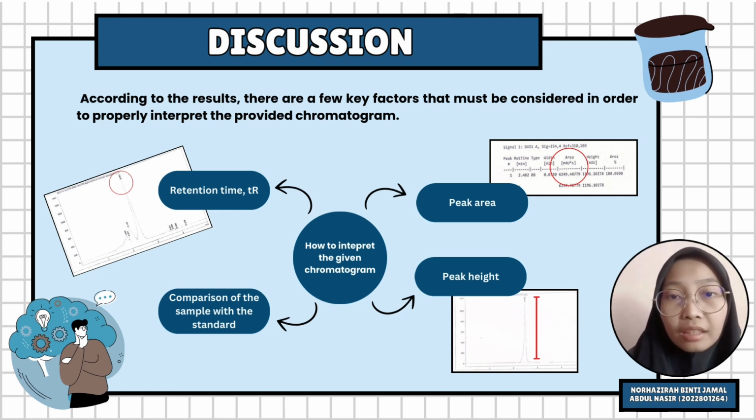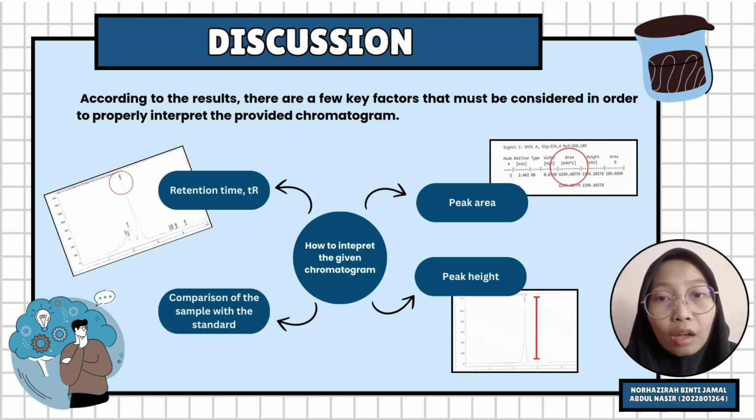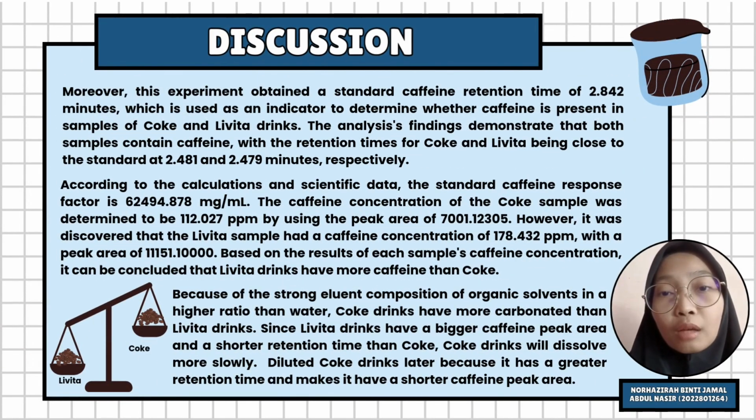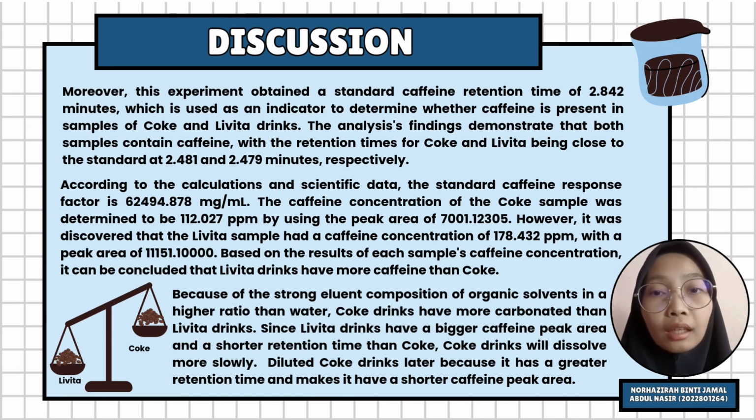The caffeine peak in the Coke and Levita samples can be identified based on the similarity of the retention times to the standard caffeine. Moreover, this experiment obtained a standard caffeine retention time, which is used as an indicator to determine whether caffeine is present in the sample of Coke or Levita drinks. The analysis findings demonstrate that both samples contain caffeine, with the retention times for Coke and Levita drinks being close to the standard at 2.481 and 2.479 minutes respectively.